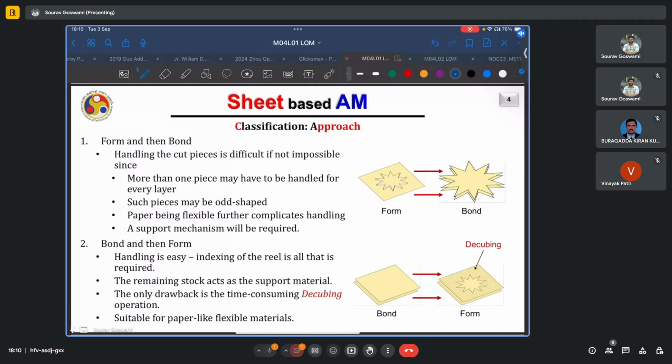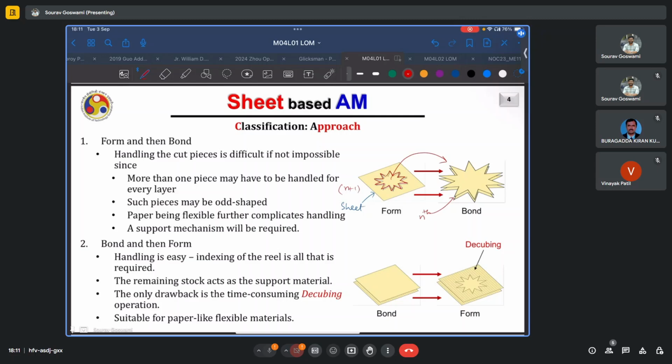Now, the two approaches to bond these sheets together. In the first approach, which is form and then bond, we cut out the desired shape from the sheet. So this is our sheet of raw material, say paper. And when we are building this star-like object, we first cut out the outline of the star or the contour of the star from each layer, and then we bond it to the previously deposited one. So if this was the n plus 1th layer, this is the star cut out from the nth layer.